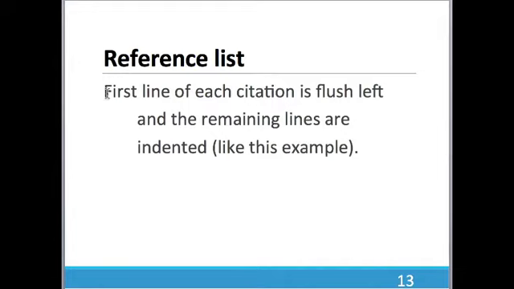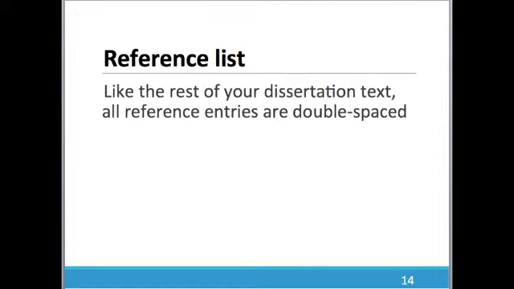This is what your reference list should look like. The first line of each citation is flush left. So if it's a book title, then the first line is going to be flush left, and any other lines after that are going to be double spaced and indented 5 spaces. So if you use this example on your references page, you should be in good shape with that particular formatting. Like the rest of your dissertation text, all reference entries again are double spaced. In fact, your entire dissertation is double spaced.